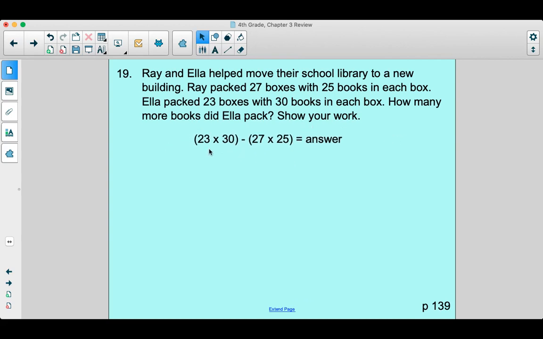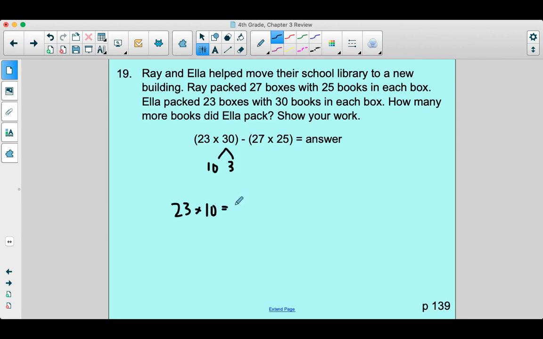And we're going to. 23 times 30. All right, kids. I'm going to do 23 times 3 as my basic fact. Actually, I think I'm going to do it times 10 first. I like that. Okay, so 23 times 10 is 230. I could have done 3 first. Huh. Doesn't really matter, I guess.